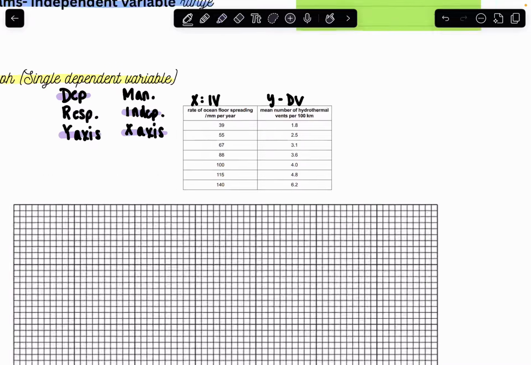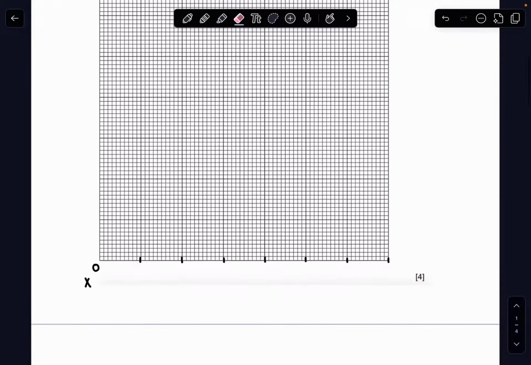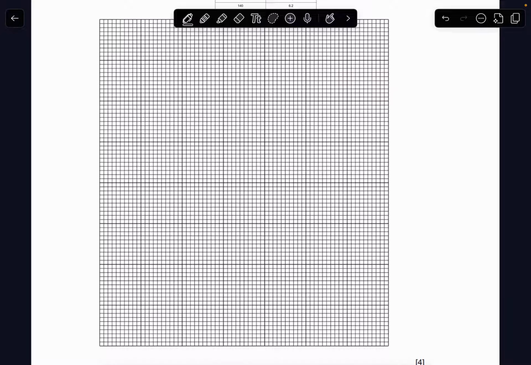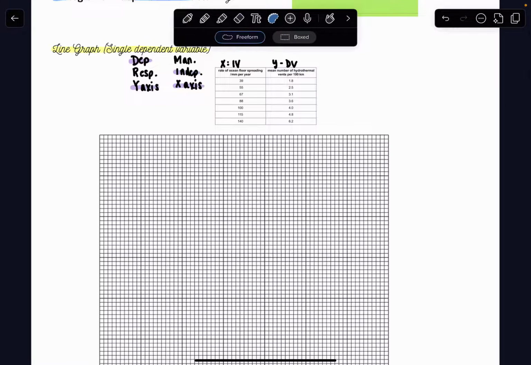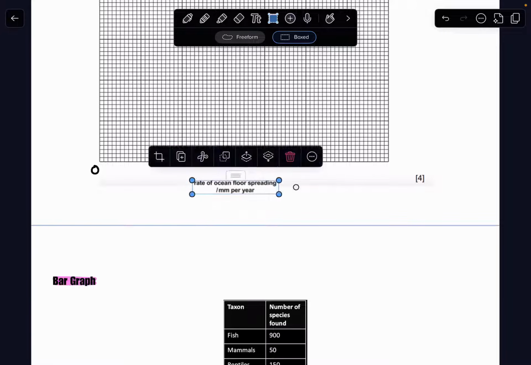The next thing you're going to do is check your graph out. See how big it is, how wide it is, and how tall it is. Notice how this graph, it's not equally as wide as it is tall. So what I would do is, remember, we're going to start at 0, but before we do anything, we want to copy the independent variable title exactly as we see it on our table. So yes, you need to write rate of ocean floor spreading / millimeter per year. So we're going to go ahead and make sure we have it exactly like Cambridge wrote it.